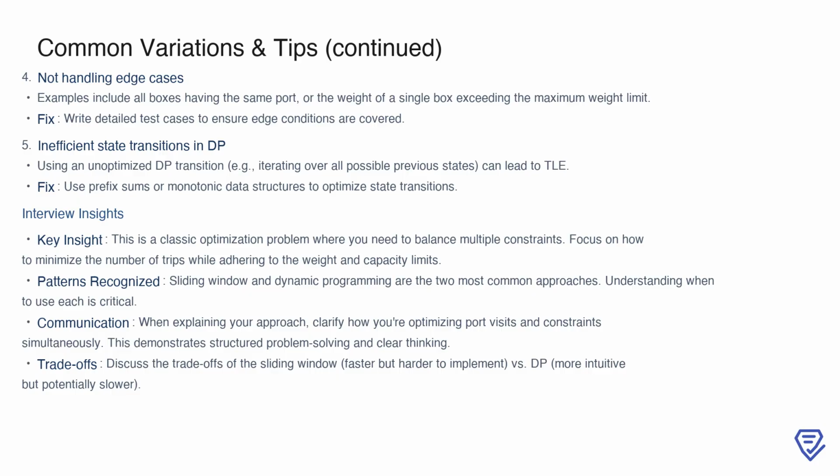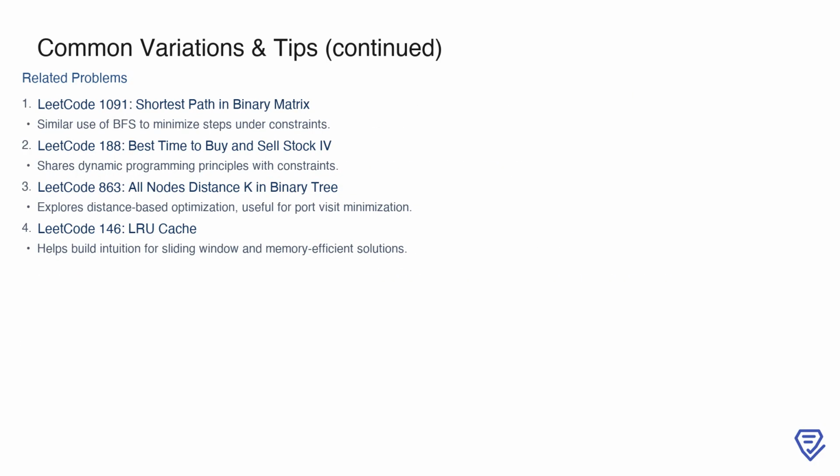You might also want to highlight the trade-offs between the sliding window approach, which is faster but more complex, and dynamic programming, which is easier to understand but potentially slower. This problem shares similarities with several related problems, which can help build your intuition. For example, LeetCode 1091, shortest path in binary matrix, uses BFS to minimize steps under constraints, which is applicable when thinking about minimizing trips or port visits.